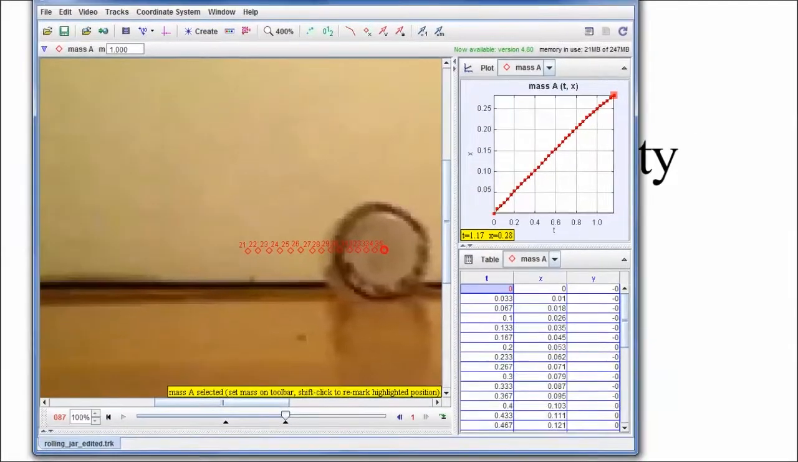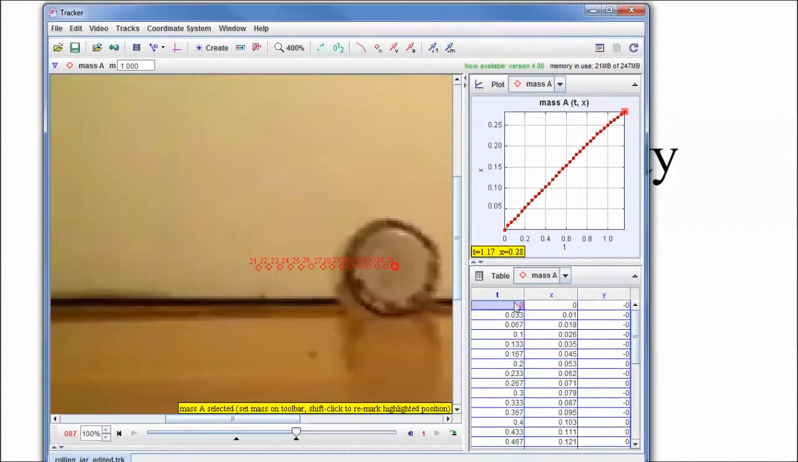Now I need to calculate the initial velocity of the peanut butter jar. The velocity is measured in meters per second and is used in Newton's second law so I can predict the motion. To calculate it, take the change in position and divide it by the change in time. I get my time and position data from the table in Tracker.